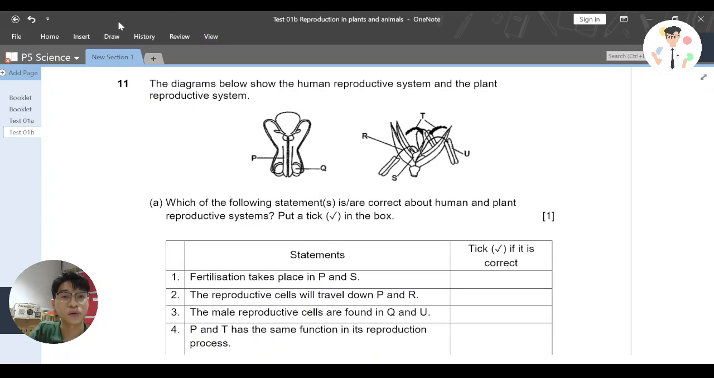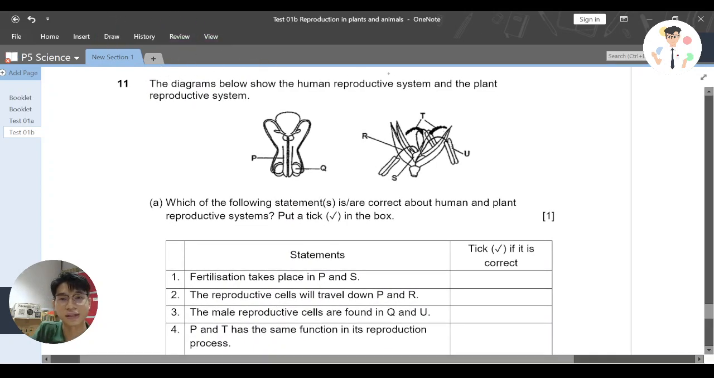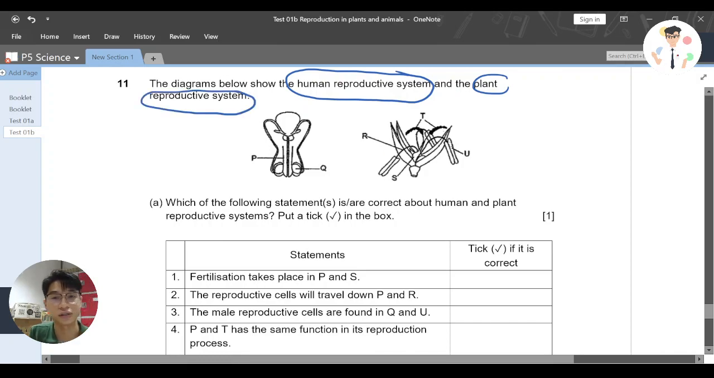The diagram below shows the human reproductive system. Again, let me just circle the words human reproductive system, plant reproductive system. Again, you are supposed to compare both of these. Now, if you look at this, we know that this is actually the male reproductive system. Let me just write the word male. And this one I know is a flower, and this is actually a wind pollinated flower. How do we know? Because the anther and the stigma are sticking out from the petals.